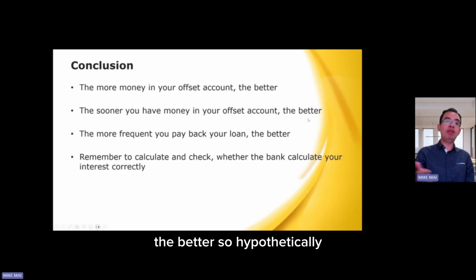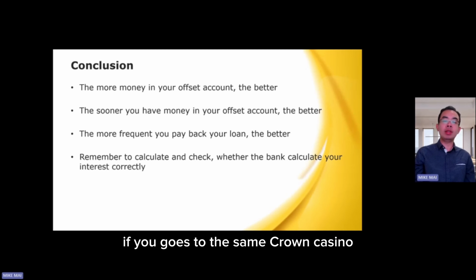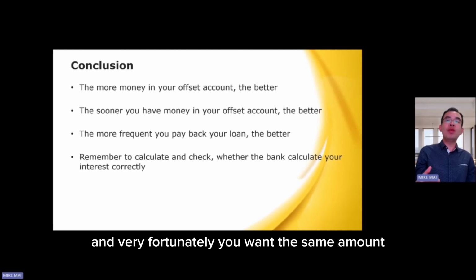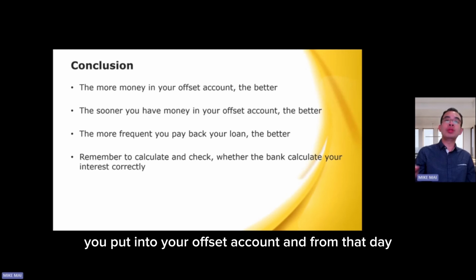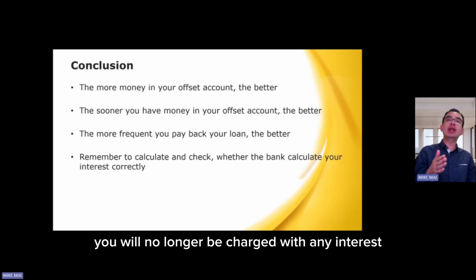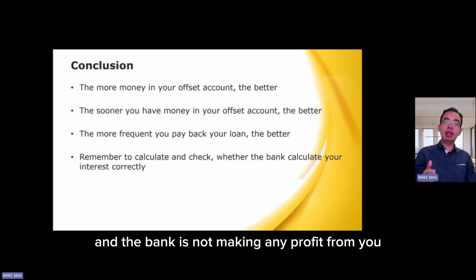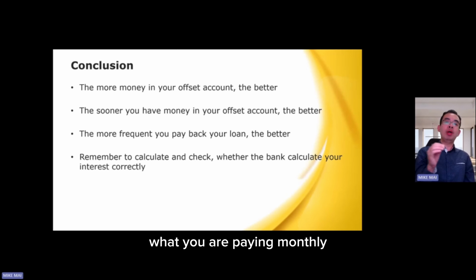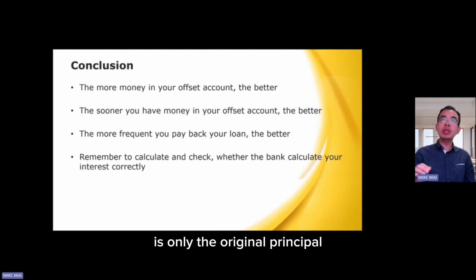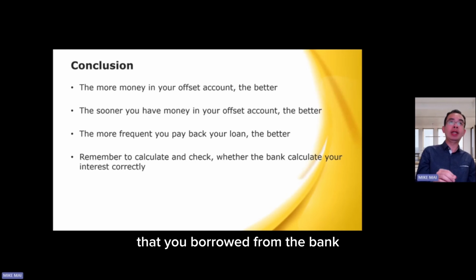So hypothetically, if you go to the same Crown Casino and very fortunately you won the same amount, you put it into your offset account, and from that day, you no longer are charged any interest, and the bank is not making any profit on you. What you are paying monthly is only the original principal that you borrowed from the bank.